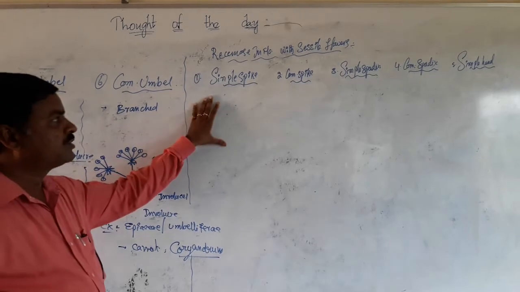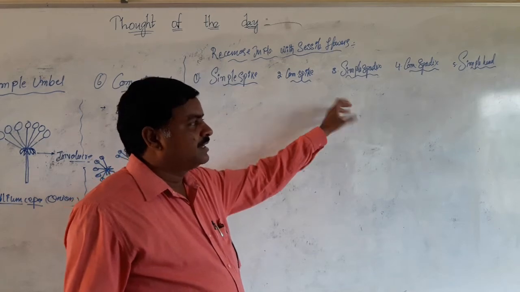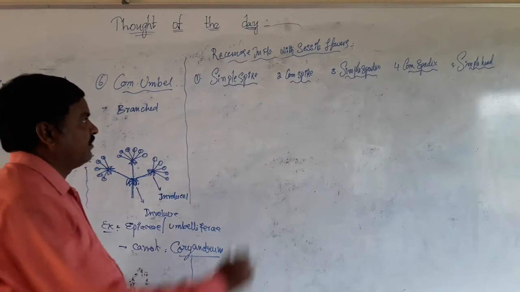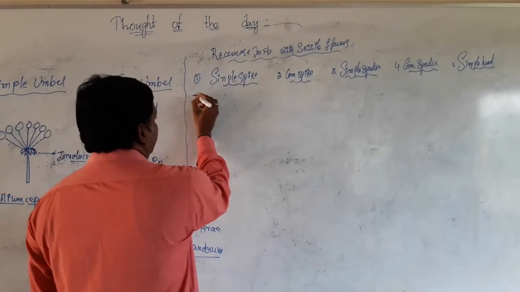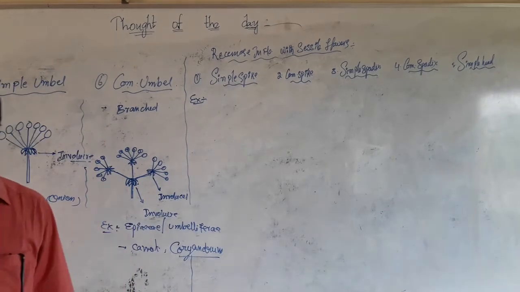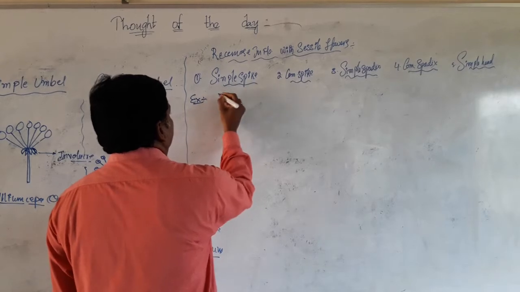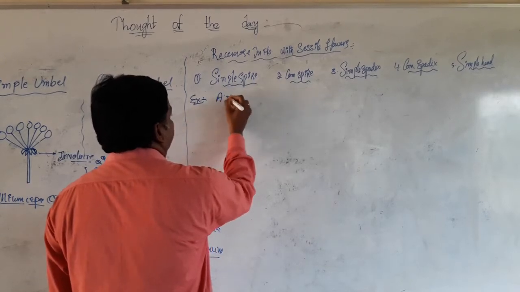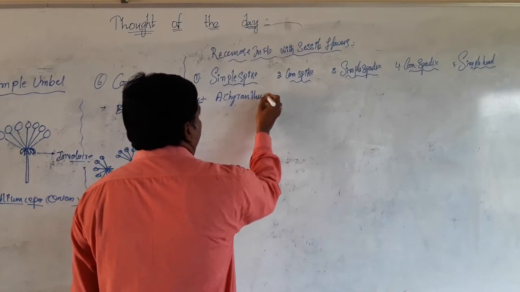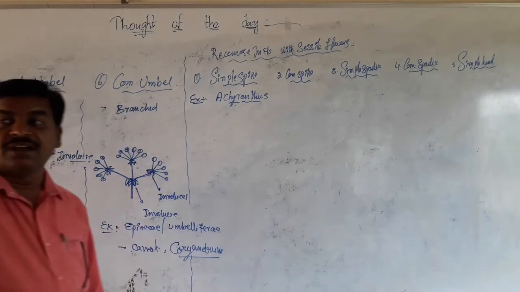One is simple spike, compound spike, simple spadix, simple head, and compound head inflorescence. Now coming one by one, this is simple spike inflorescence. Generally, simple spike inflorescence is found in the plant Echinops, very, very important. This is the best example for simple spike inflorescence, Echinops.